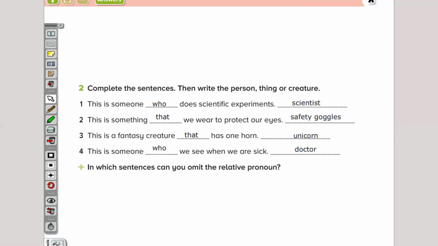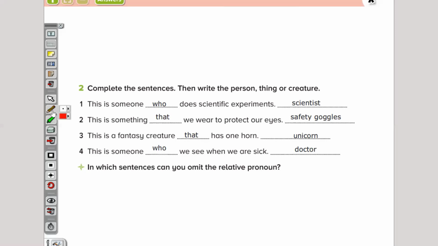This is a fantasy creature that has one horn. A fantasy creature that has one horn is unicorn. And this is someone who we see when we are sick. The person who we see when we are sick is a doctor.